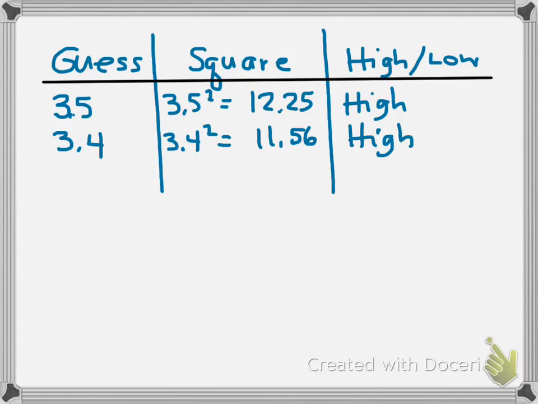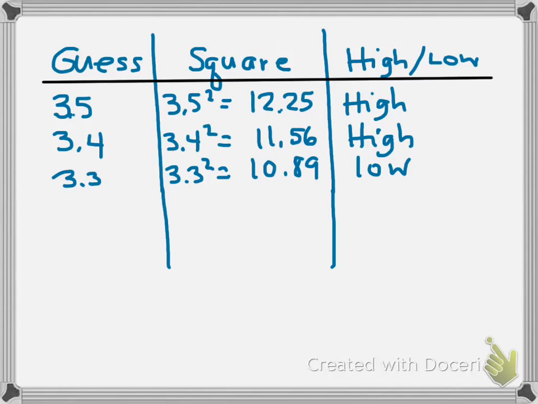So now we'll try a number lower than 3.4, so we'll try 3.3. 3.3 squared is 10.89, so now we're too low. Okay, so now it's a number between 3.3 and 3.4.